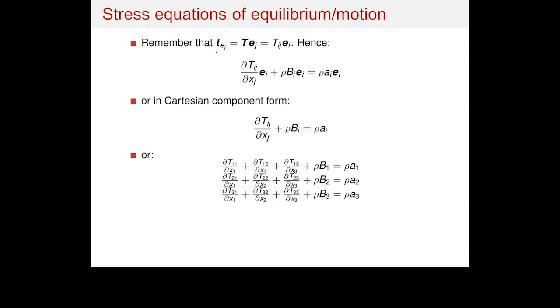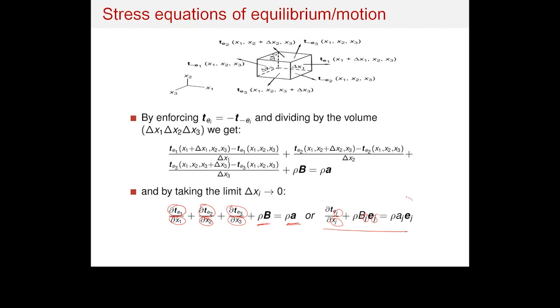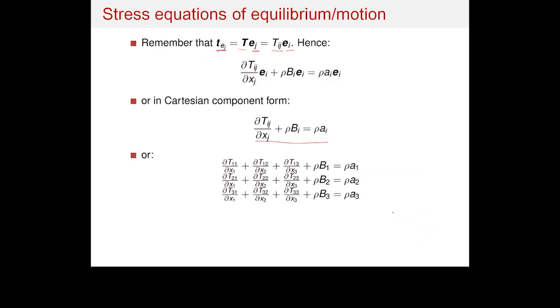you know that the traction, or the stress vector, is basically the stress tensor multiplied by the normal direction. And this is written in terms of the indices. Eventually, you have this equation instead of this one. So instead of this, you have this one. And this is the equilibrium equation for the stress.